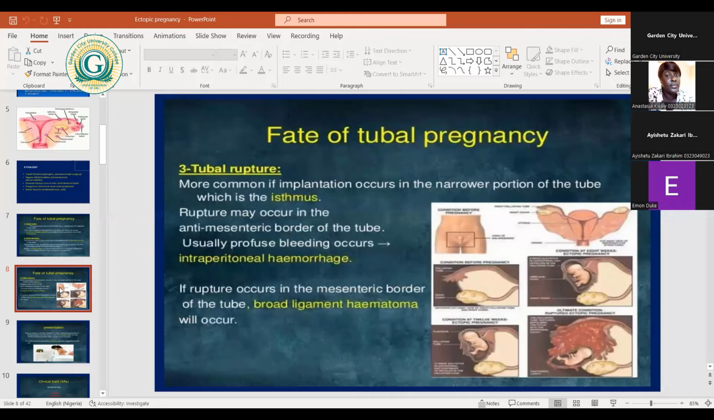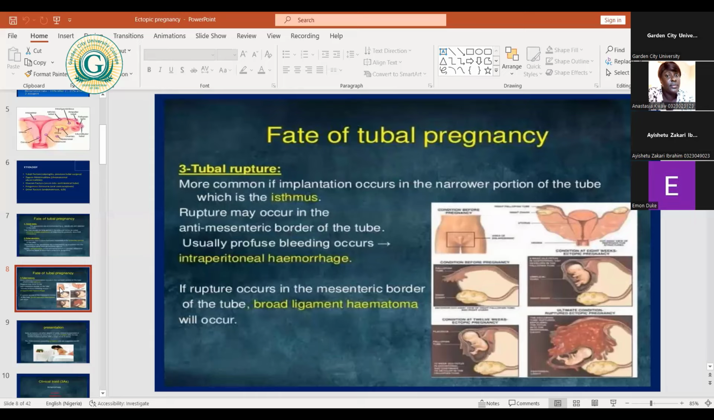And then you have number three, the tubal rupture. We are talking about the fate of tubal pregnancy. The fate could be that it becomes a blood mole and it is absorbed. The fate could be that it is implanted in the tube and it ruptures into the peritoneal cavity. And then the more common one, which is number three, is that implantation could occur in the isthmus.